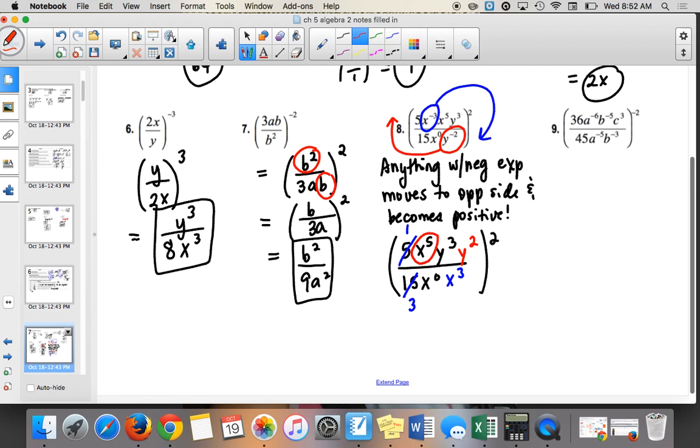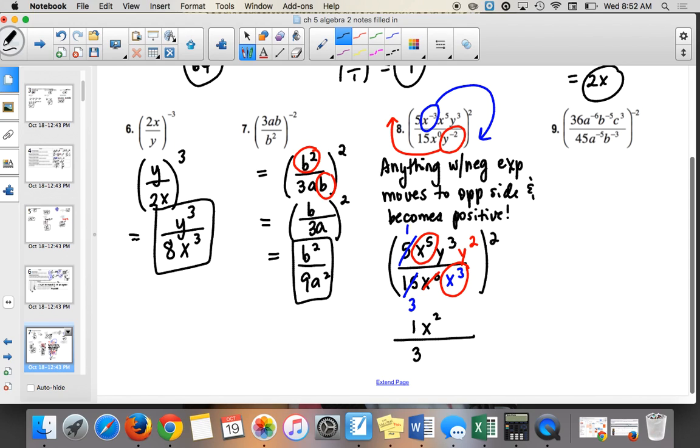So I have x to the 5th. What about that x to the 0? That's all 1, so I'm just going to cross that out. So I have x to the 5th on top, and I have x cubed on the bottom. Imagine 5 x's on top, 3 x's on bottom. How many would I have left, and where would they be? 2 on the top, right? So I'm going to have my 1, and I'm going to have my 3 from before, and then I'm going to have x squared on top.